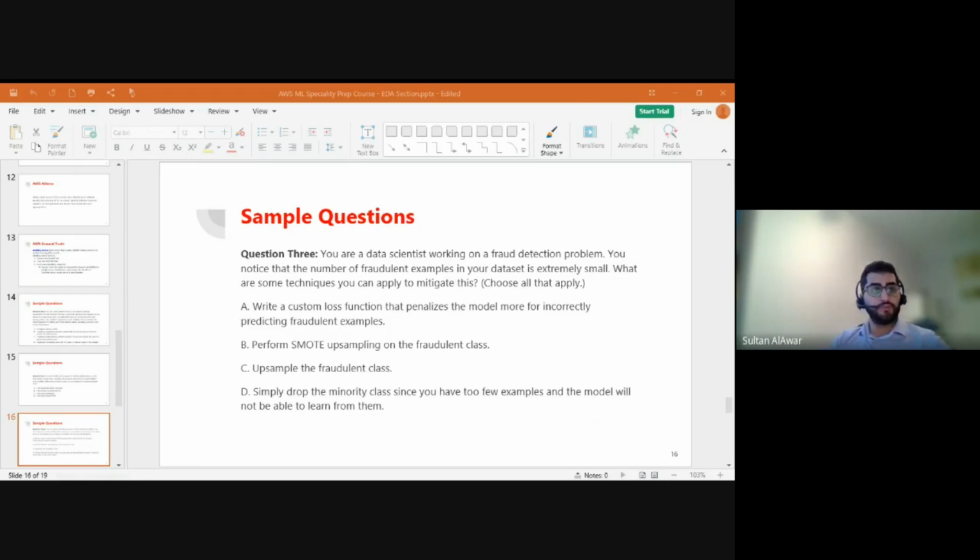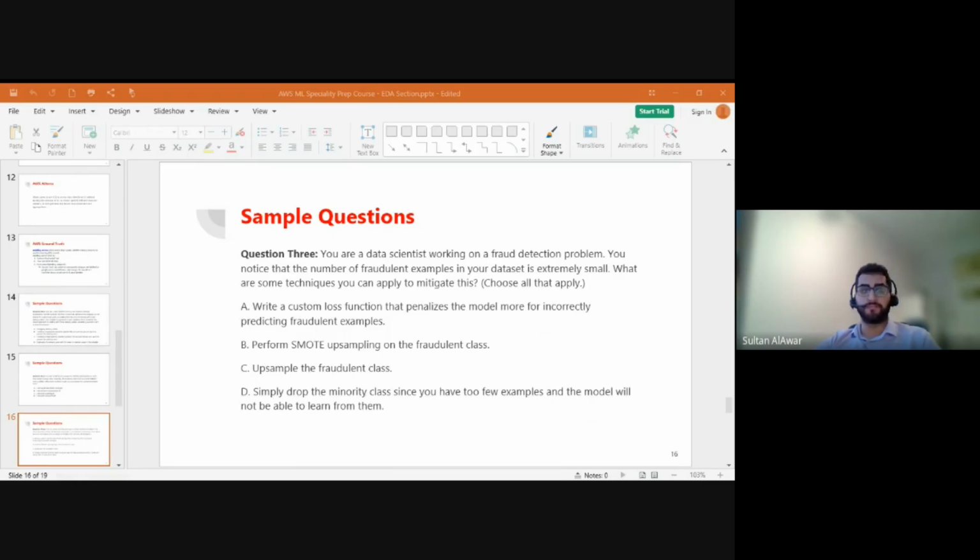So if we look at the options that are available, option A could be to write a custom loss function that penalizes the model for incorrectly predicting fraudulent examples. It's the same as playing with the thresholds in order to help the model to identify fraudulent examples easily. B, to perform smart upsampling on the fraudulent class, which is the minority class in this example. C, it could be to upsample the fraudulent class.